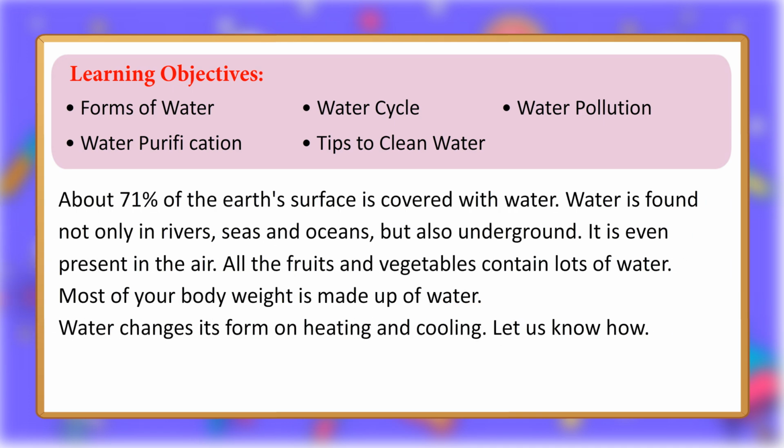About 71% of the Earth's surface is covered with water. Water is found not only in rivers, seas and oceans, but also underground. It is even present in the air. All the fruits and vegetables contain lots of water. Most of your body weight is made up of water. Water changes its form on heating and cooling.